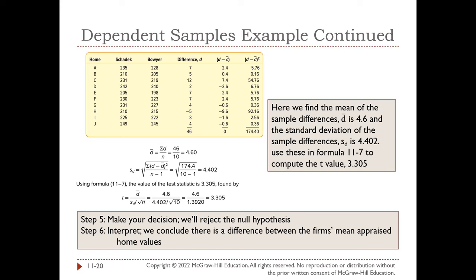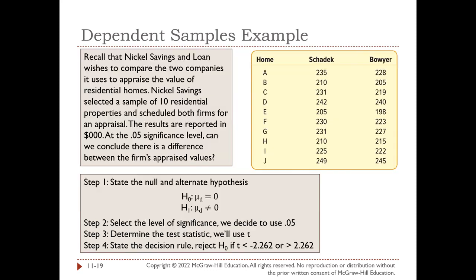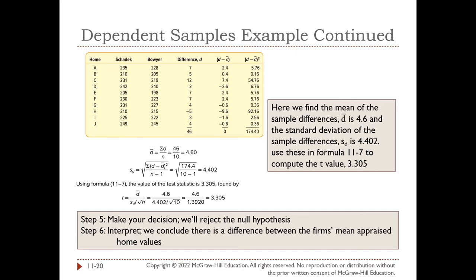We're going to make and base our decision. The value of the test statistic is 3.305, computed as we would have done before in prior chapters. It is greater than 2.262, so we're going to have to reject the null. So we can conclude there is a difference between the firm's mean appraisal home values. Okay.